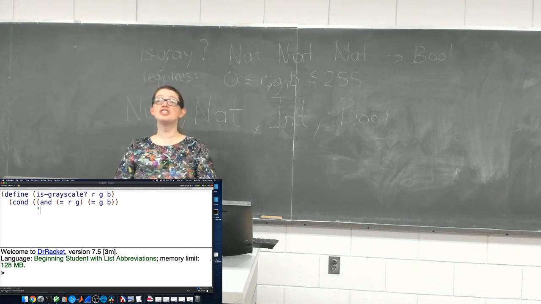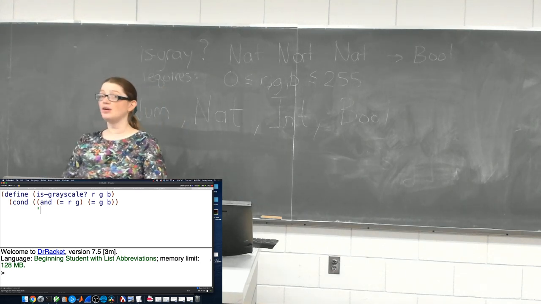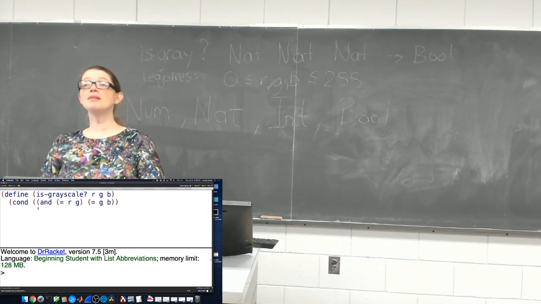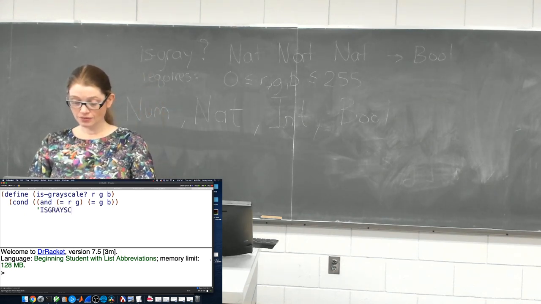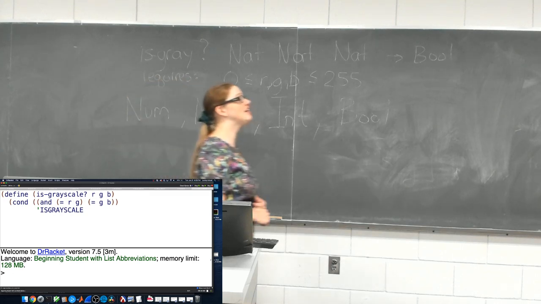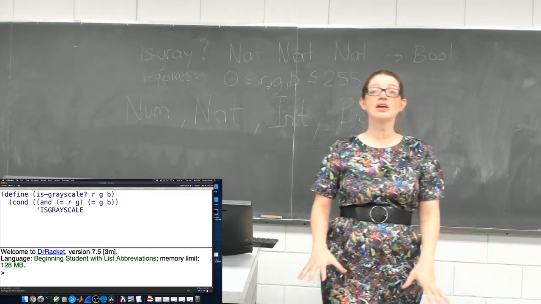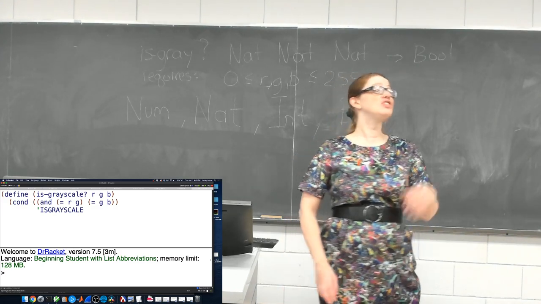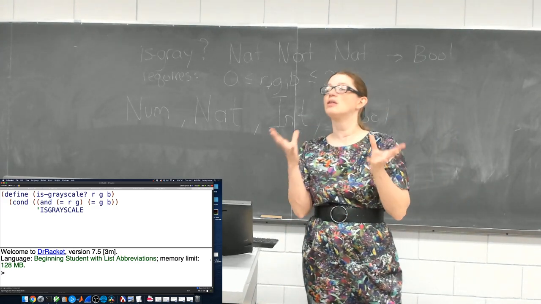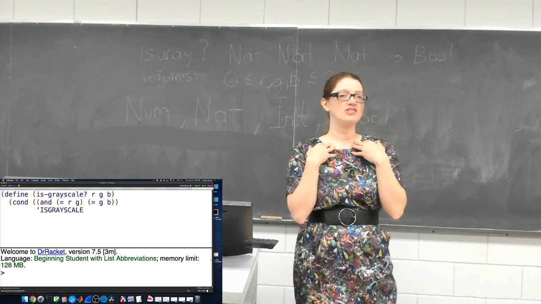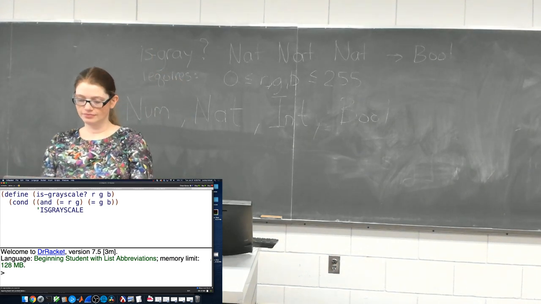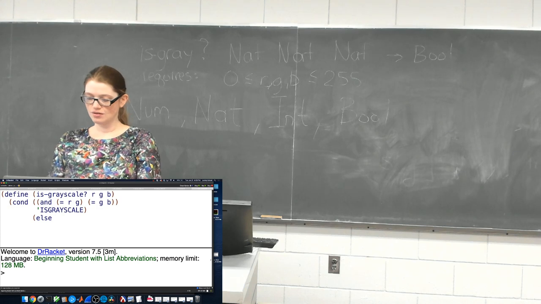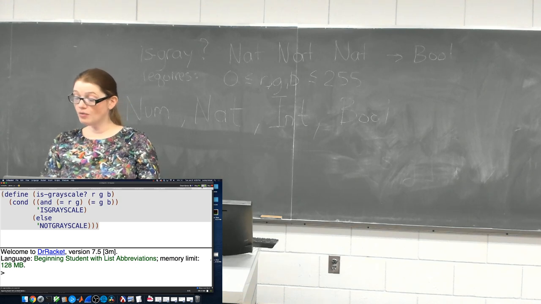I'm going to produce, instead of producing true for yes, this is a grayscale value, I'm going to produce a symbol. The symbol only has meaning to human eyes. So I'm going to produce the symbol is grayscale. It has no text meaning to the computer. It has no numerical meaning. It is just a little thing. It's considered almost like a label. The label only has meaning to us. We can't do anything with it. It's just saying, hey, thing. So there we go. We've got our little function.